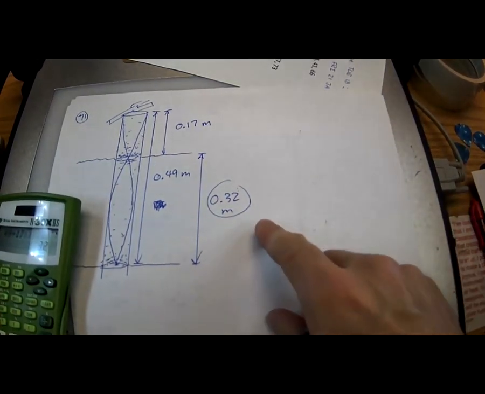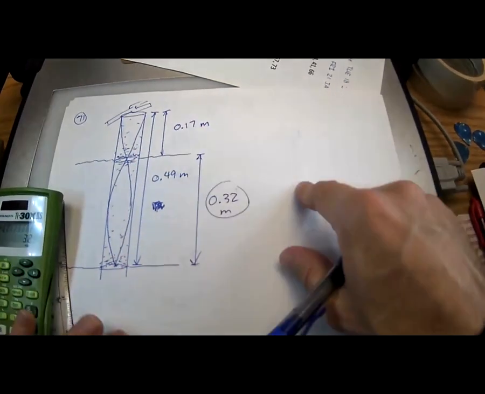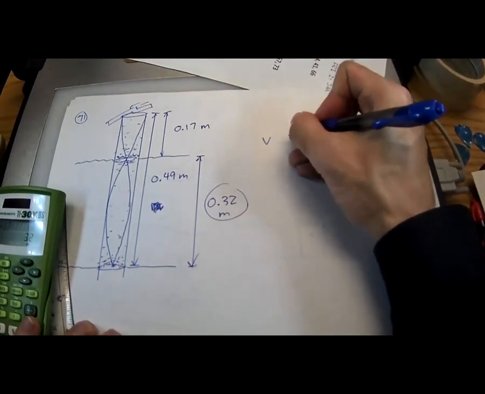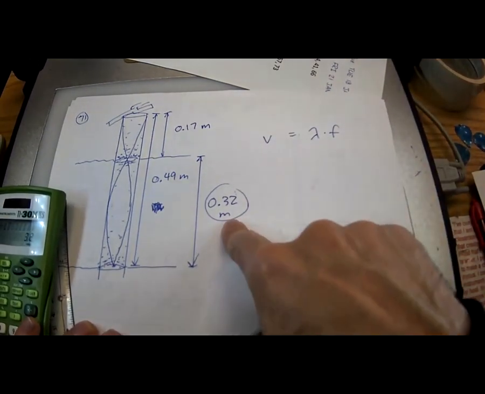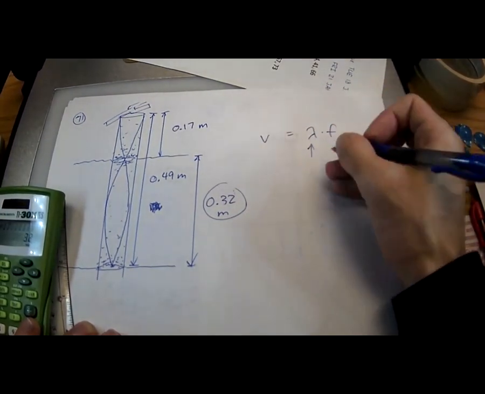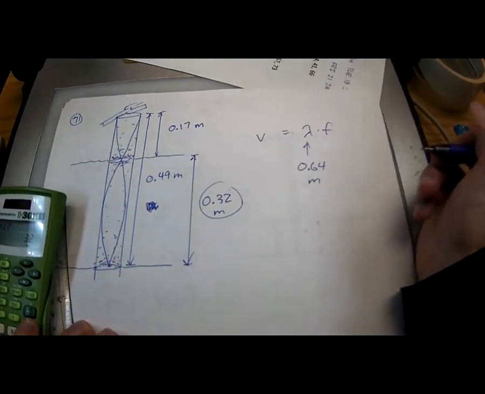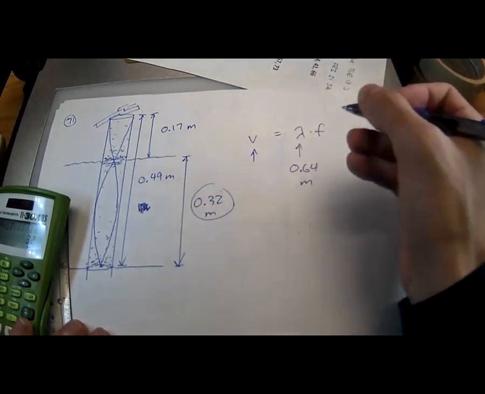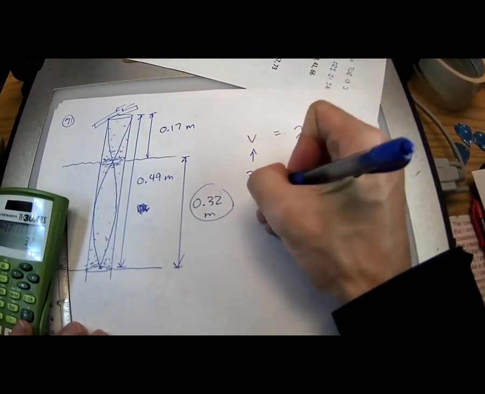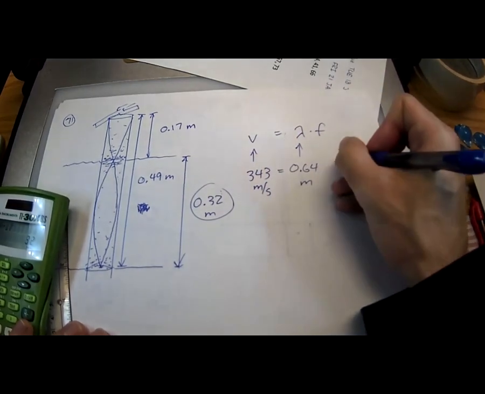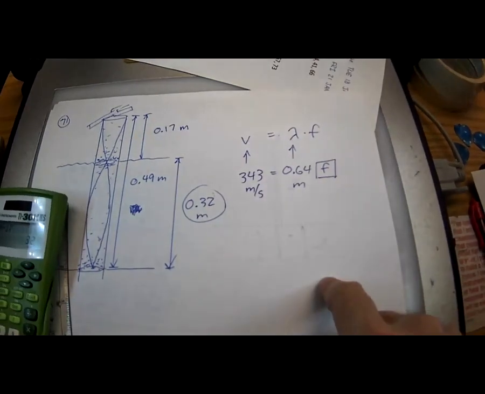Doesn't that correspond to half a wavelength? Isn't that half a wavelength right there? You guys see that? So if speed is equal to wavelength times frequency, and I know that this is half the wavelength, do you guys see that the full wavelength is going to be double that, which is 0.64 meters? You guys see it? And the speed of sound, I'm going to use 343 meters per second. It's probably pretty close to that. Hey, do you guys see that you could calculate the frequency of that tuning fork?